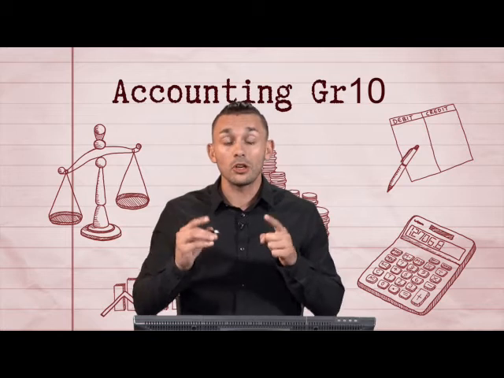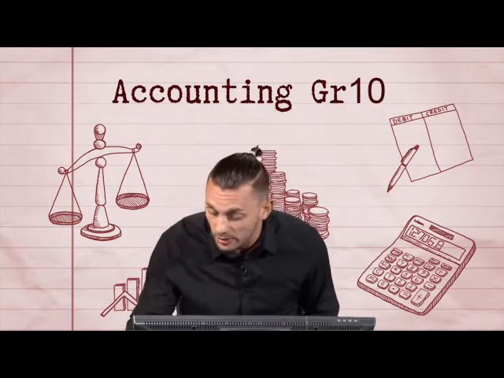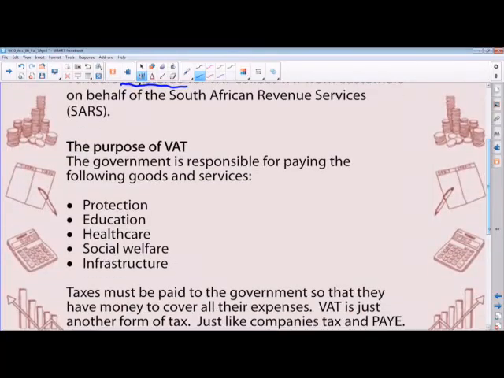So we did look at VAT, and that VAT is actually a tax that the government charges. Now let's quickly look at the purpose for the government charging VAT. Now the big purpose is the government is responsible for paying the following goods and services. Now think of this, if the government does not have money or a source of income, how will they pay for these? Firstly, they'll pay for protection services, so they need to pay the police officers, they need to buy police vehicles, they need to run the police station.